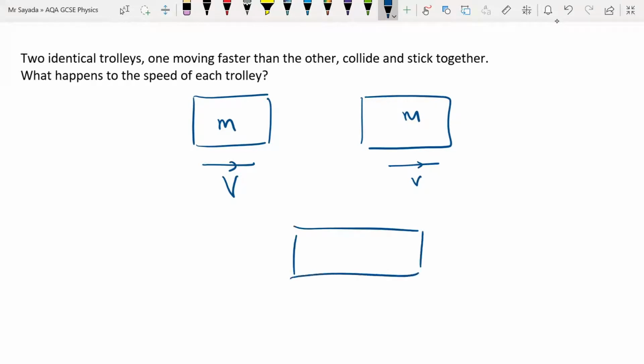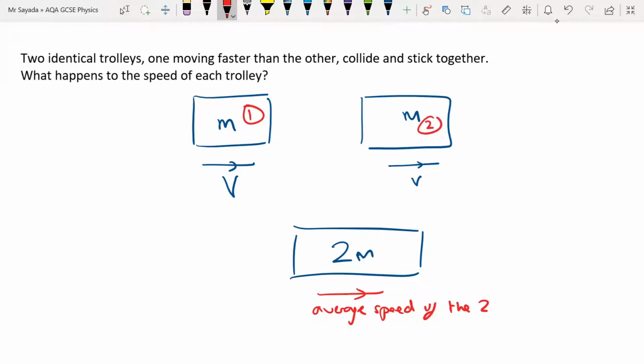After the collision, we've now got this combination of 2m. This time what we actually get is the average speed of the two. So what happens is, if we call this one trolley 1, this one slows down, and this one, trolley 2, speeds up, so that at the end, the overall momentum is still the same as at the beginning. We'll do some numbers soon.